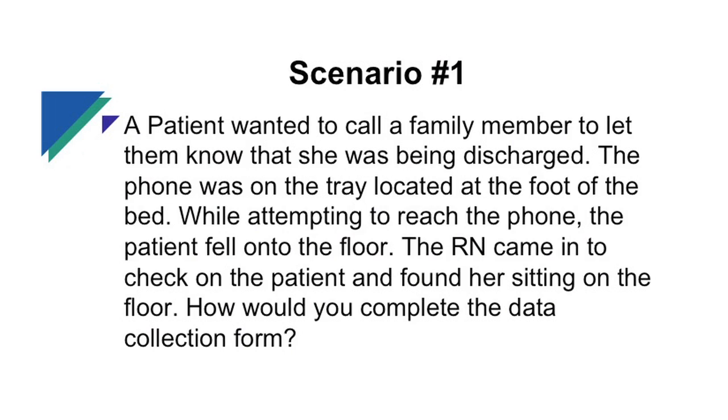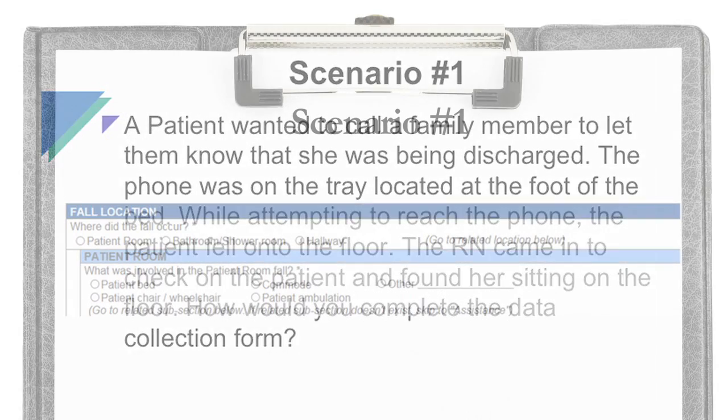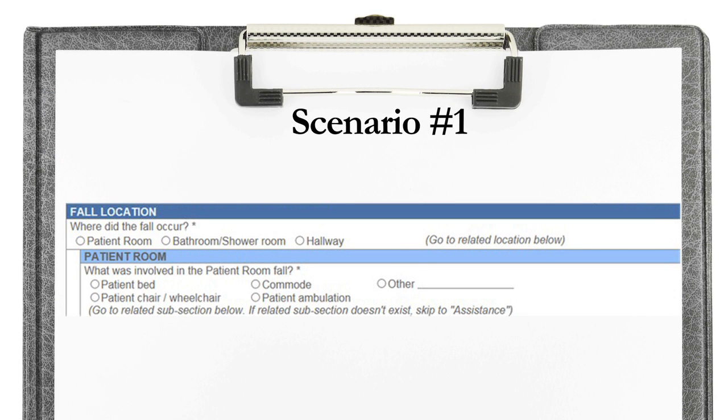Scenario 1. A patient wanted to call a family member to let them know that she was being discharged. The phone was on the tray located at the foot of the bed. While attempting to reach the phone, the patient fell onto the floor. The RN came in to check on the patient and found her sitting on the floor. How would you complete the data collection form? What location would you choose for this scenario?